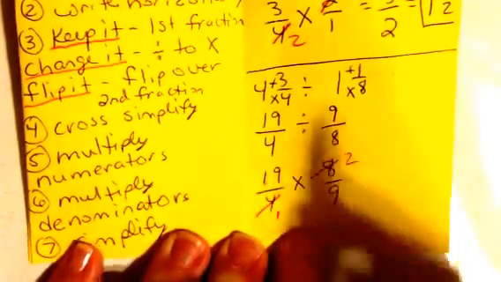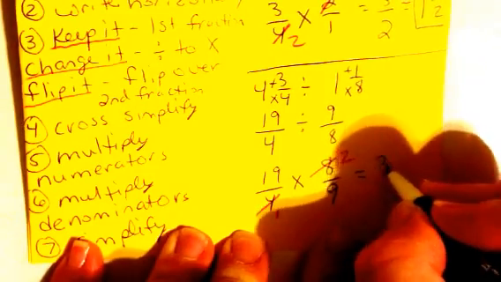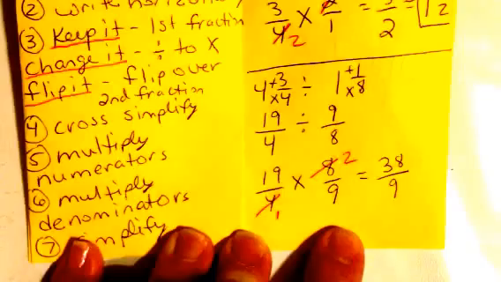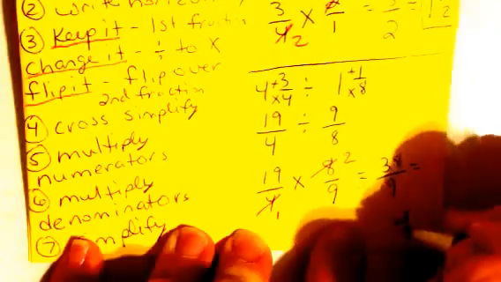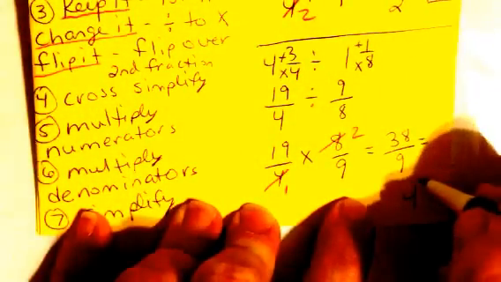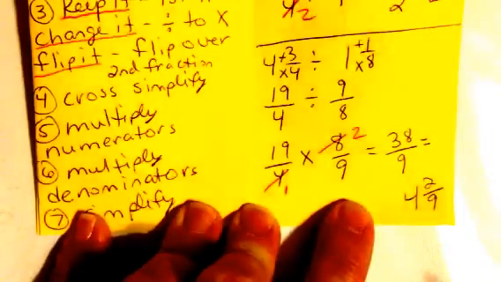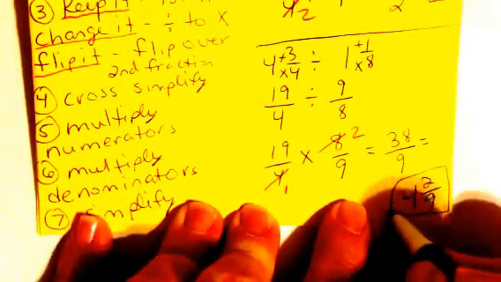I'm going to multiply 19 times 2, which is 38. And 1 times 9, which is 9. And then I want to change this into a mixed number. 9 goes into 38 4 times with 2 left over, and that goes over our denominator. So 4 3/4 divided by 1 1/8 is 4 2/9.